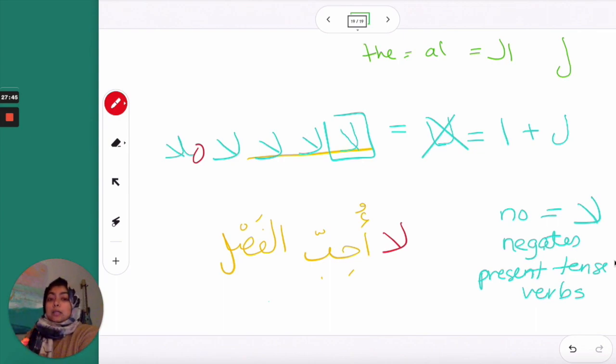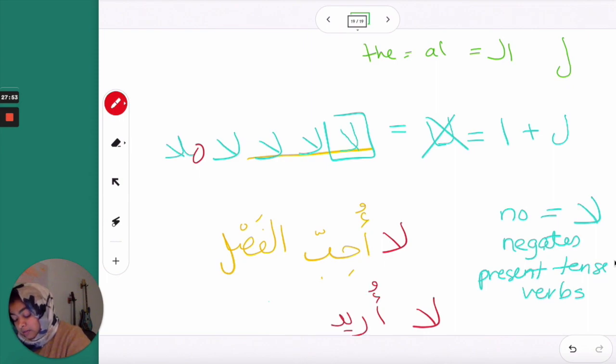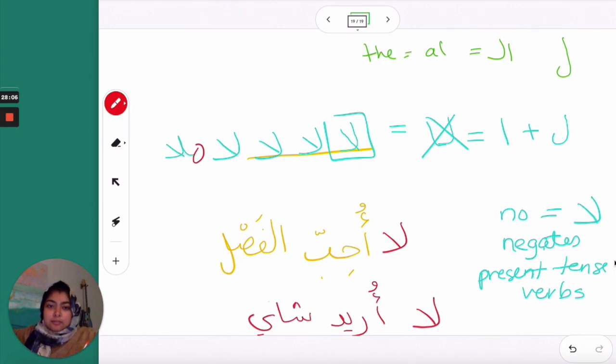If I say, I don't want tea: La urid shai. I don't want tea. La, then the verb, I want. So, la urid. I'm putting don't in front of there. La urid shai. La atazawaj. I'm not going to get married. Okay. So when you put la in front of a present tense verb, it simply makes it negative.